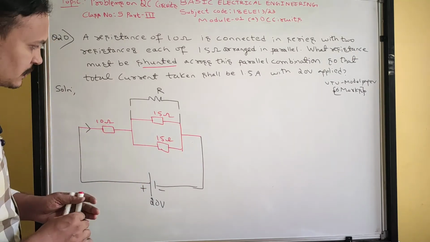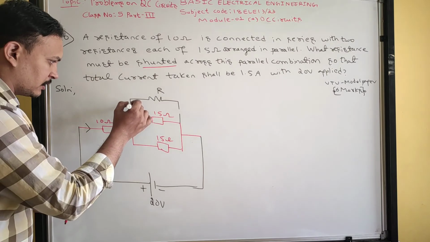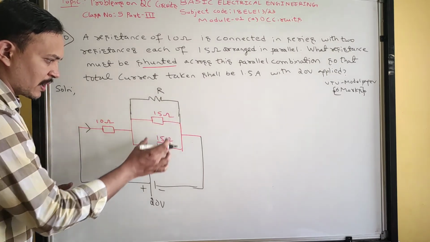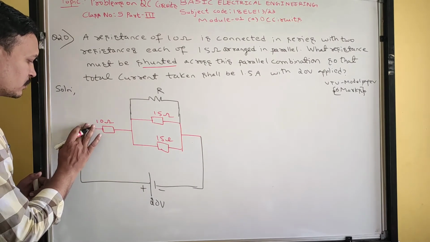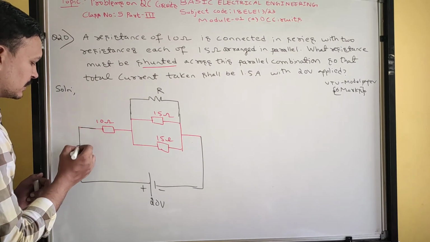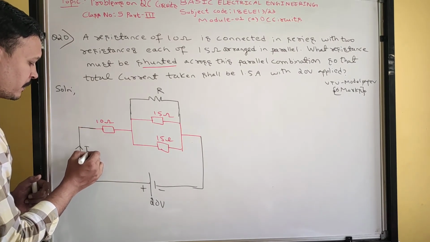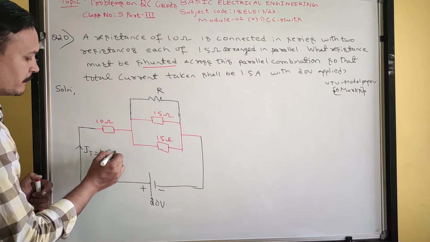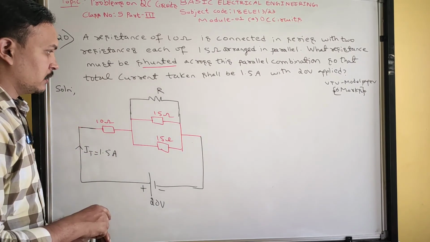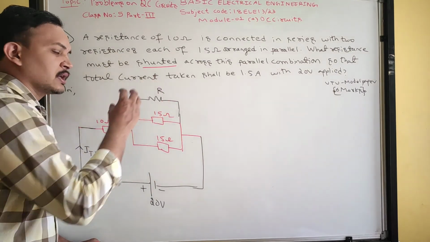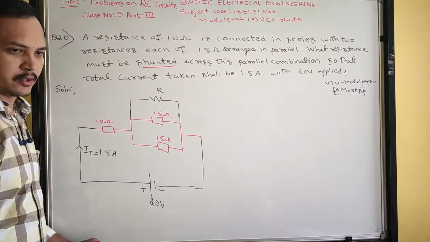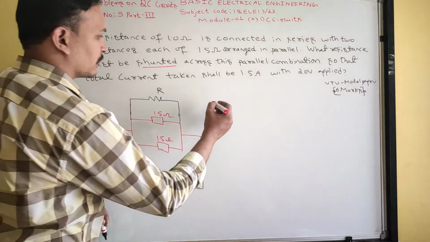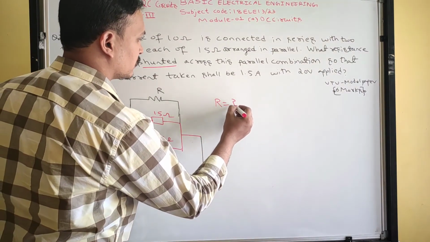Now what they given is, when I connect additional resistance across this parallel combination, then the total supply current will become 1.5 ampere. So you should calculate, if I put how much resistance, then supply current will become 1.5 ampere. So this you should solve it.